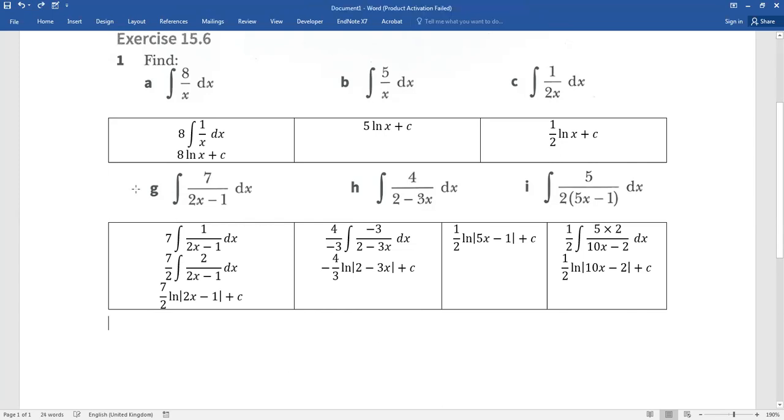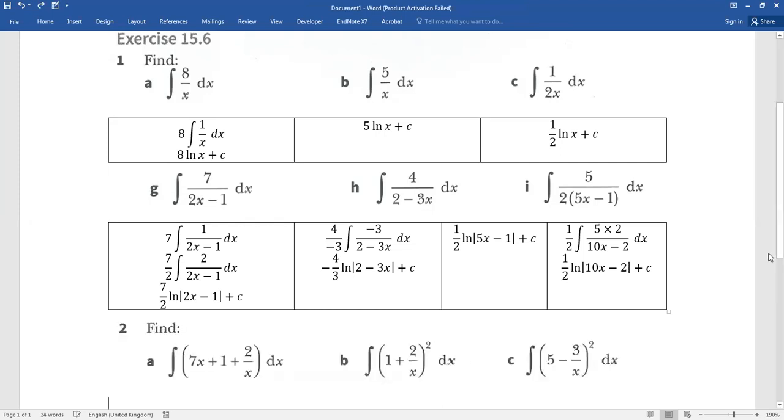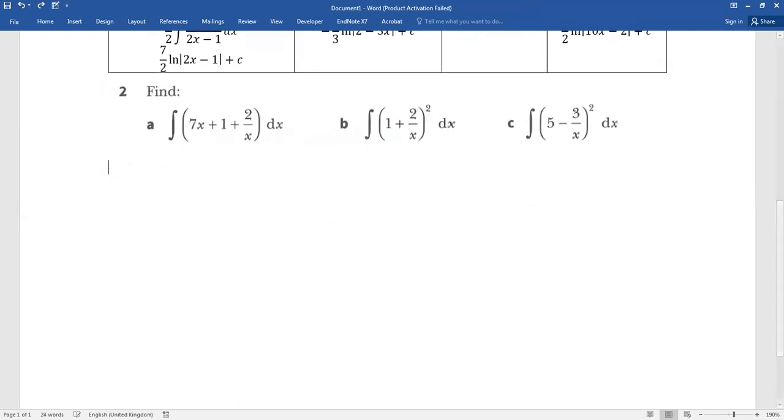Moving on to question number 2. Attempt these ones.